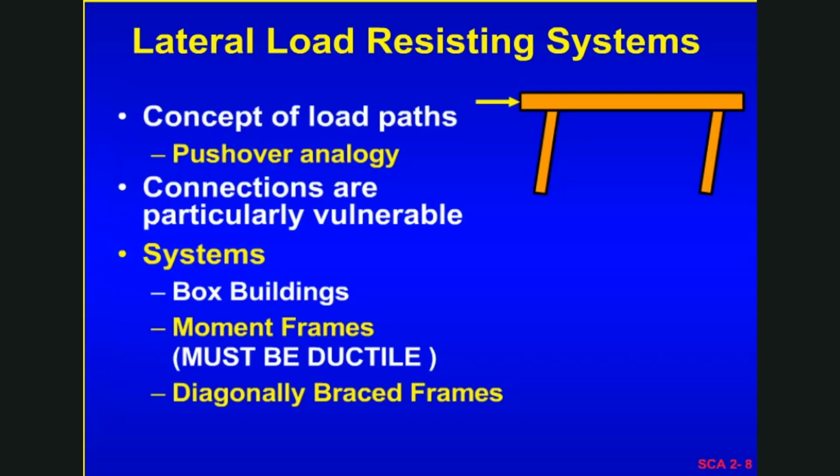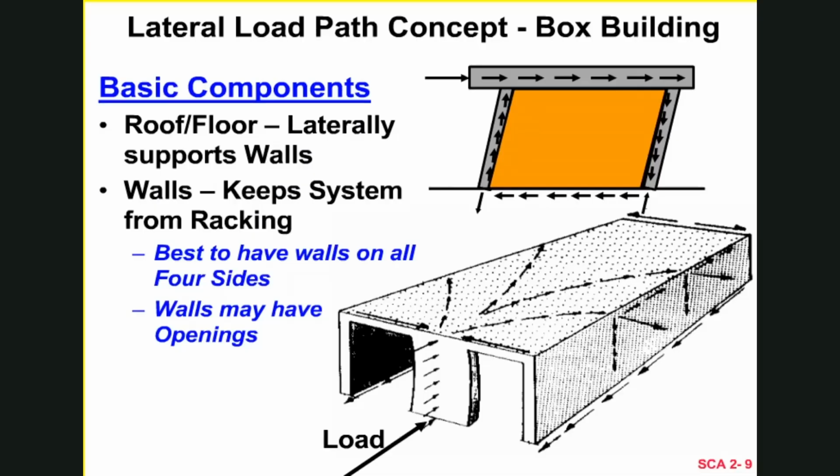One is a box building, the other two are moment frames and diagonally braced frames, and we will look at each of those. The box building basically is a building that is carrying the vertical or gravity load by bearing walls. In order to prevent the structure from racking, what we need to do is put in walls that can resist the racking. Typically, we call those shear walls.